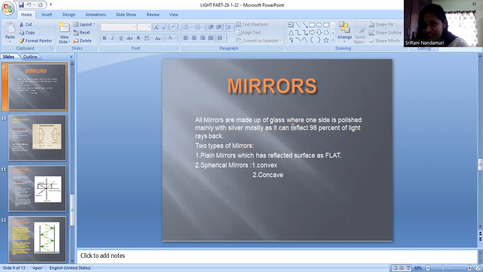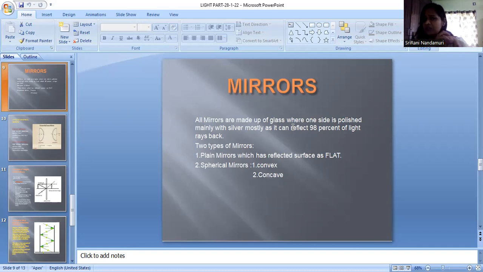So, there are two types of mirrors you can see. What are the two types of mirrors? One is plane mirror and the other is spherical mirror. Spherical mirrors are also called curved mirrors.